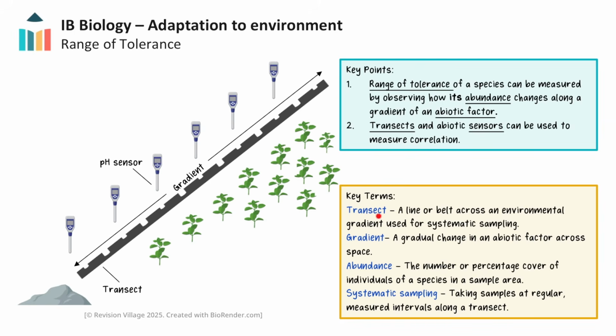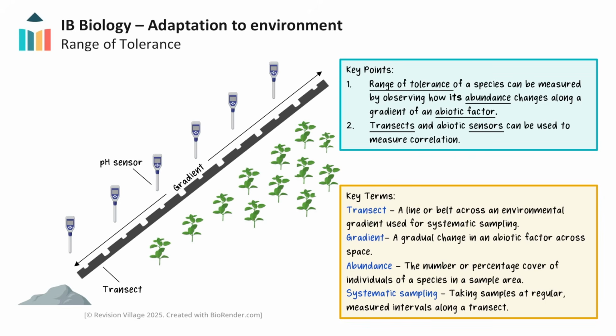A transect is a line or belt across an environmental gradient used for systematic sampling. A gradient is a gradual change in an abiotic factor across space. For example, soil moisture decreasing with distance from a riverbank. Abundance means the number or percentage cover of individuals of a species in a sample area. And systematic sampling means taking samples at regular measured intervals along the transect. This ensures your data is consistent and representative.